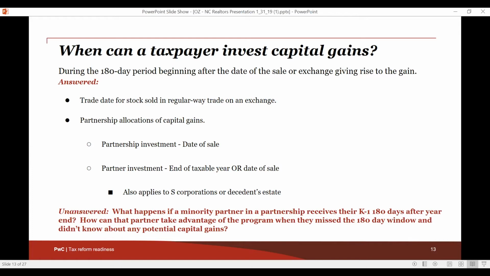We at PwC have been working with the Real Estate Roundtable to provide comments on the proposed regs, and one area we are hoping Treasury will clarify is what happens if I'm a minority partner that doesn't get a K-1 until after June 30th. Then I'll have missed the opportunity to invest any capital gains into a fund as the 180 days will have passed. So we are hoping that Treasury will allow minority partners to have 180 days from the receipt of their K-1. We're not sure if this will happen, but it's something that we've brought to Treasury's attention.